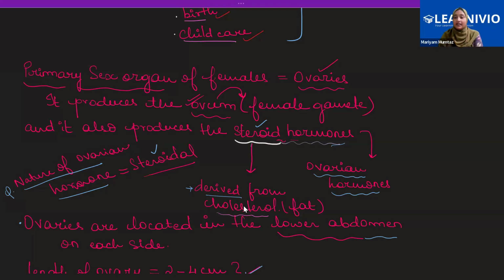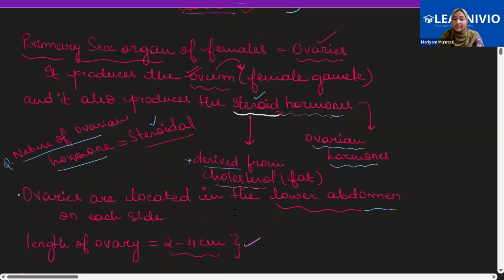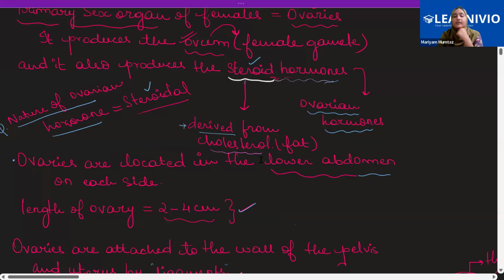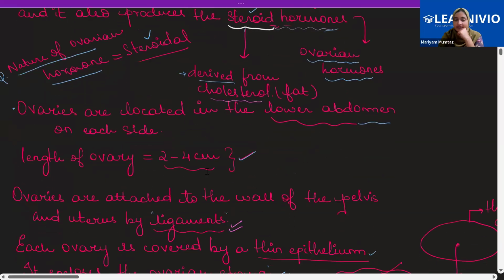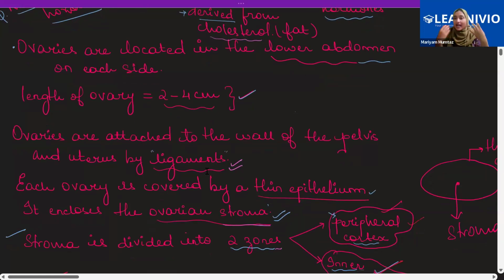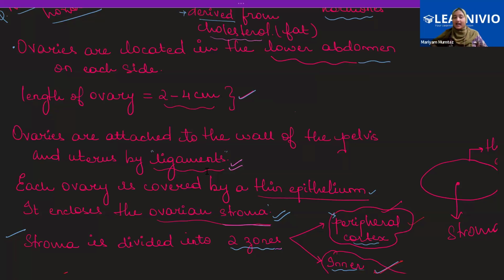Now, the ovaries are located in the lower side of the abdomen on each side. The length of the ovary is 2 to 4 centimeters. It's not that they are just hanging there in the body. They are attached to the wall of the pelvis and the uterus by specialized structures called ligaments. The ovary is covered by a thin epithelium, the ovarian epithelium. And inside the ovary, there is the ovarian stroma. Stroma is a space enclosed by the wall of the ovary.